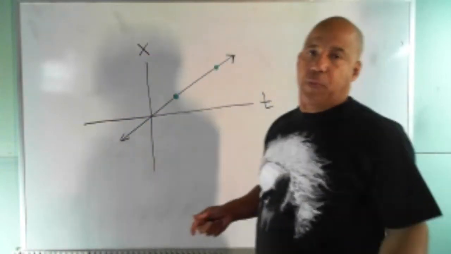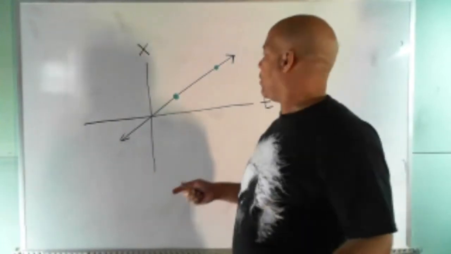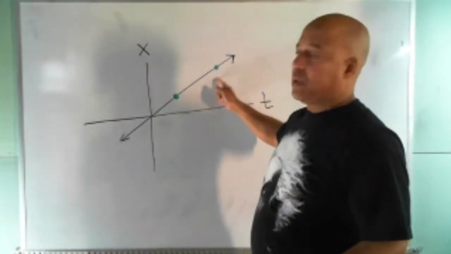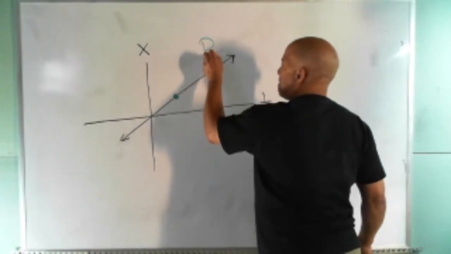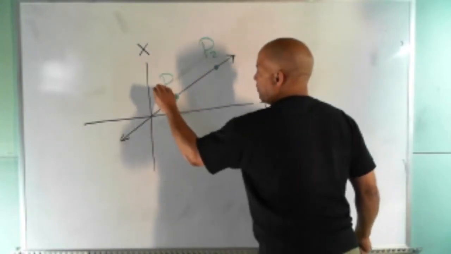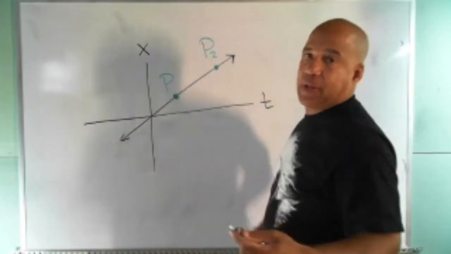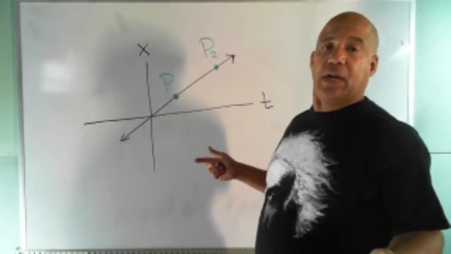And once you pick the 2 points, you name them. So I'm going to call this point 2 and this point 1. So here's P2 and here's P1. Once we do that, then it's a piece of cake, because now we've got coordinates we can talk about.